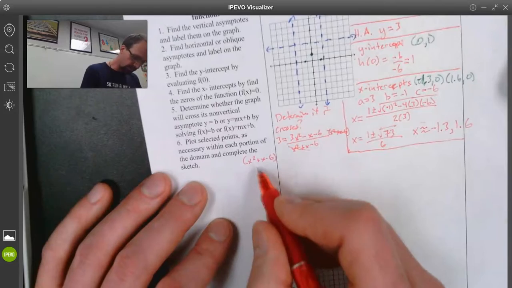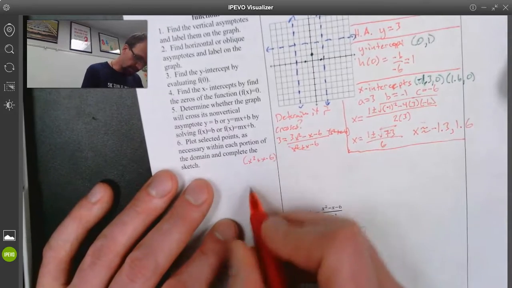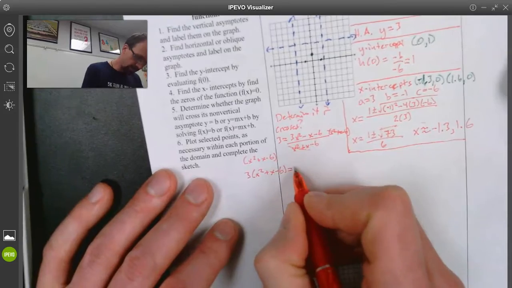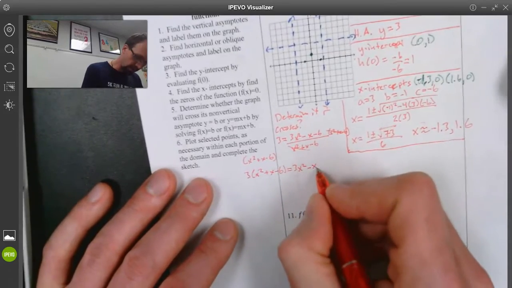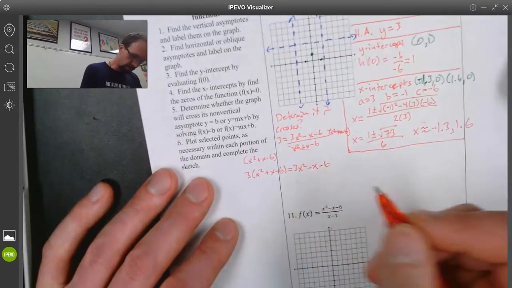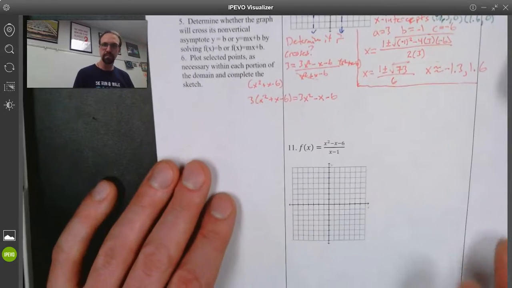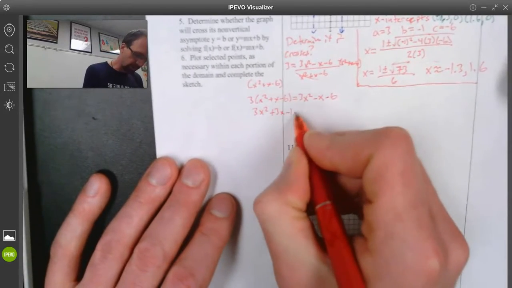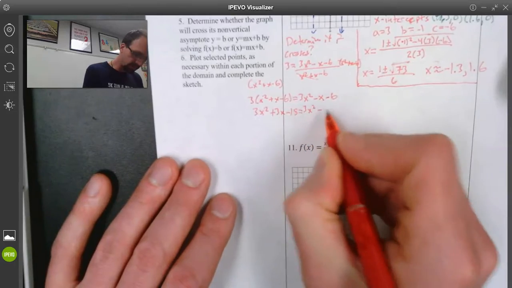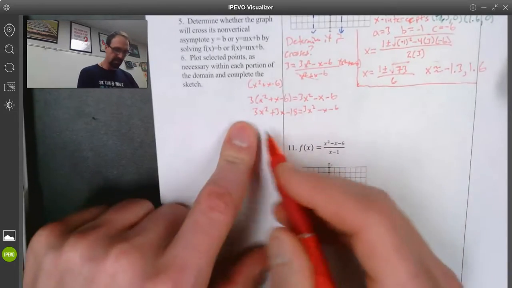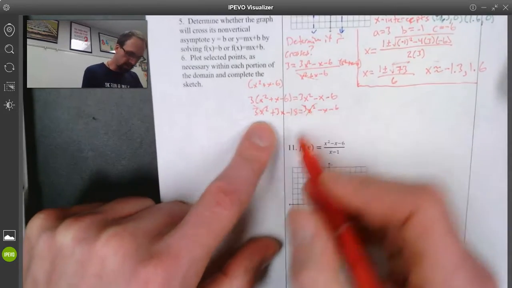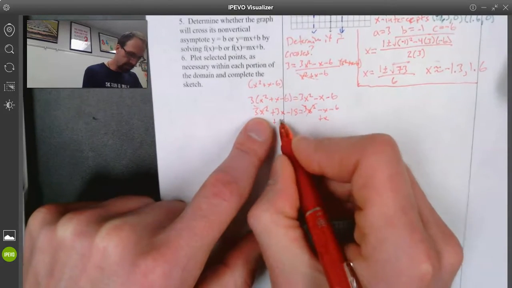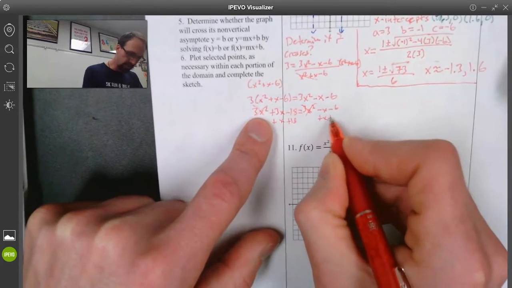So this cancels that. I end up with 3 times x squared plus x minus 6 equaling 3x squared minus x minus 6. Then I distribute: 3x squared plus 3x minus 18 equals 3x squared minus x minus 6. Subtract 3x squared from both sides.